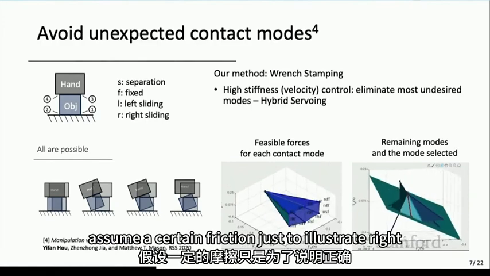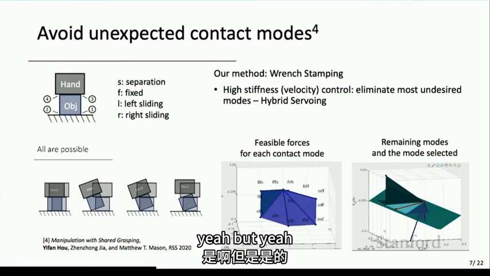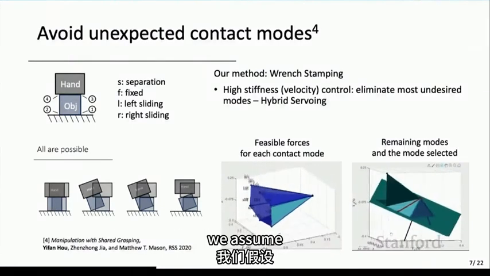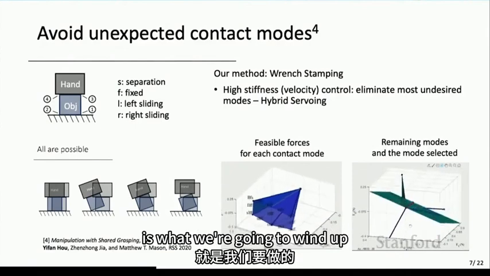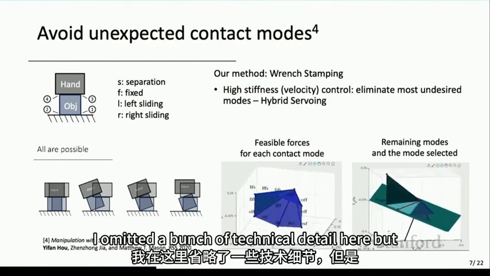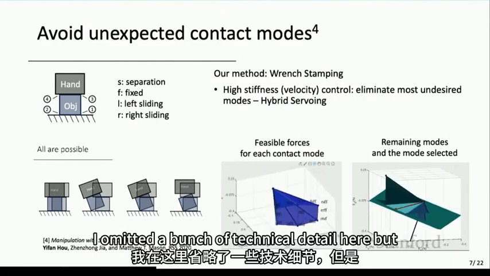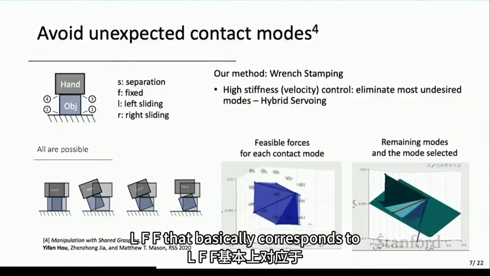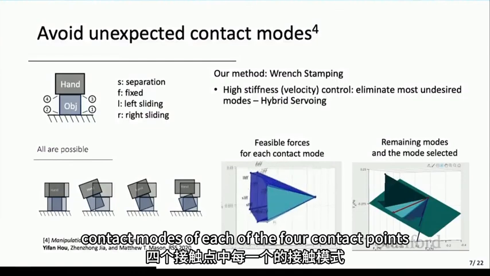I assume a certain friction just to illustrate. Right. Because it's rigid and you have friction, we assume therefore we have convex cones, which is what we're going to wind up constructing. Exactly. In force space. I omitted a bunch of technical detail here, but here you see the sign SLFF. That basically corresponds to contact modes of each of the 4 contact points.